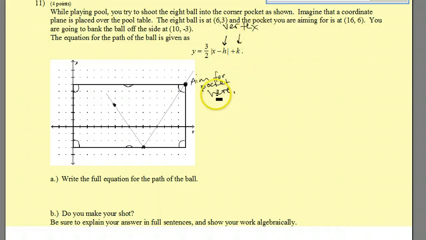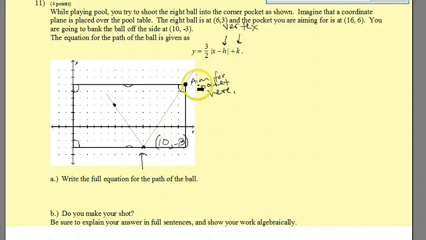Our vertex. And so the first part of the question is really just asking us, can you complete this equation? Can we write the full equation that represents the path of this ball? The only thing that's missing is that vertex, which by looking at this graph we just drew, we can find. It's the point of the V, the lowest or highest point, which is right here, the point where we bank it. That's where it makes that turn, that bounce. So what is that point again? That was the point (10, -3).